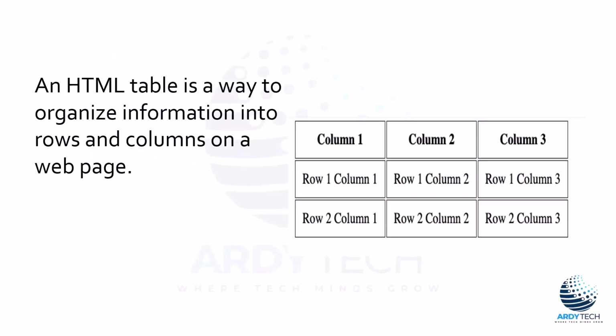HTML table is used to organize and display data in rows and columns, which is very similar to spreadsheets or database tables. It helps to present information in a structured and easy to read format. From what we can see here, the information will be organized into rows and columns. So this is a typical example of a row and a column. This is how HTML table is being structured.